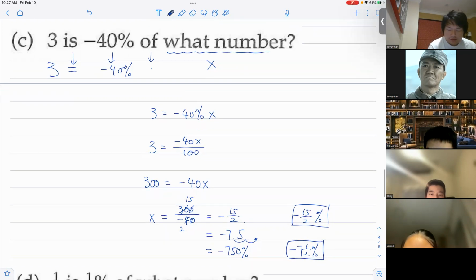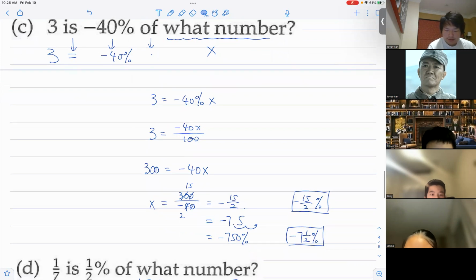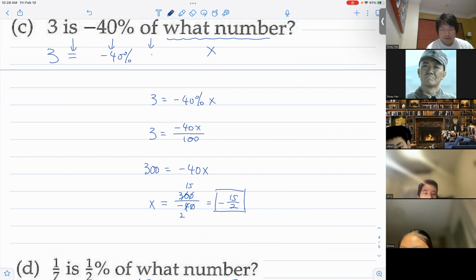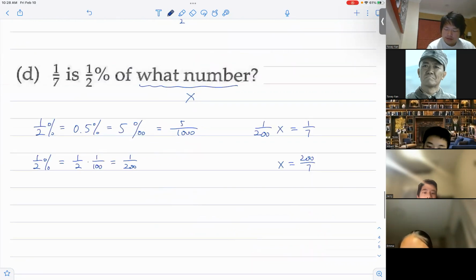Okay. Sorry, for C, x is actually just a number. So the answer doesn't have a percentage here. Yeah, I got in a rut. So I'm going to wipe this out. We suppose x is just a number here, so this is actually just the answer. And this is actually just the answer. You don't need to include a percentage.